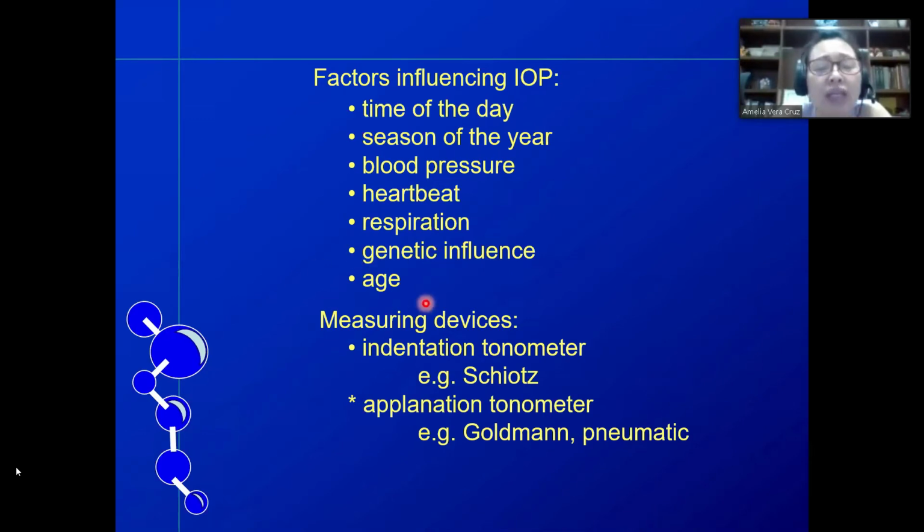Then of course, the age. Now, they said that as we grow older, our aqueous humor formation diminishes. So, dapat sa matatanda, mababa na ang pressure. Yan. So, pag tumaas ang pressure ng matanda, ibig sabihin may cause yan. May ibang factors kung bakit tumataas.